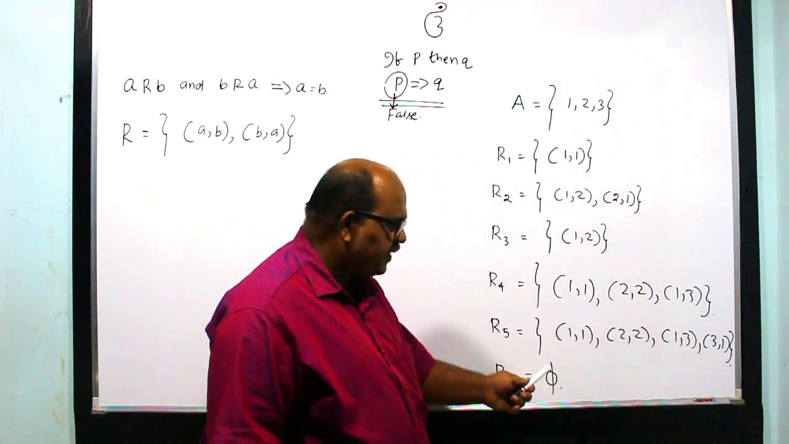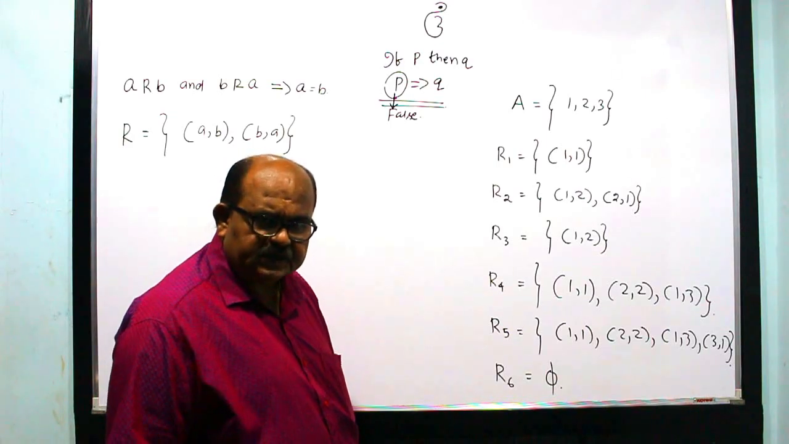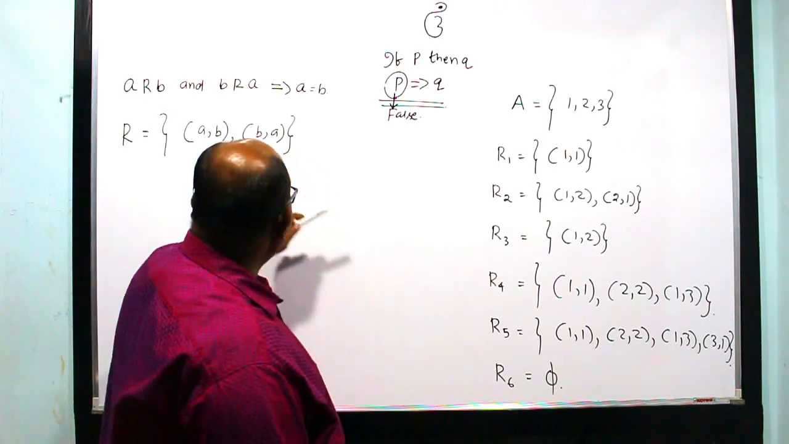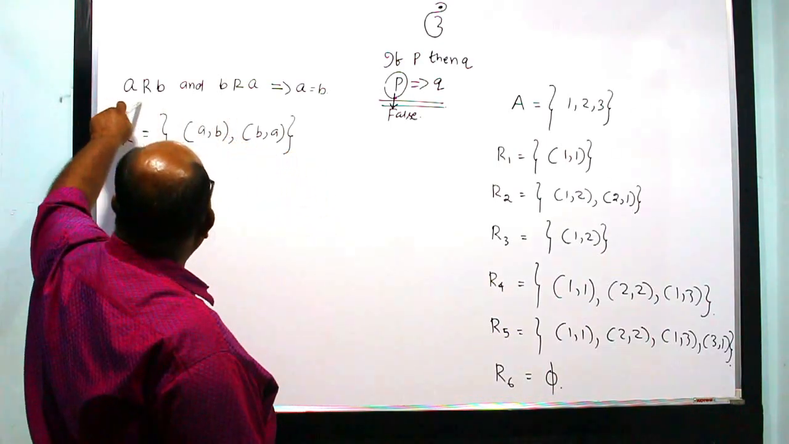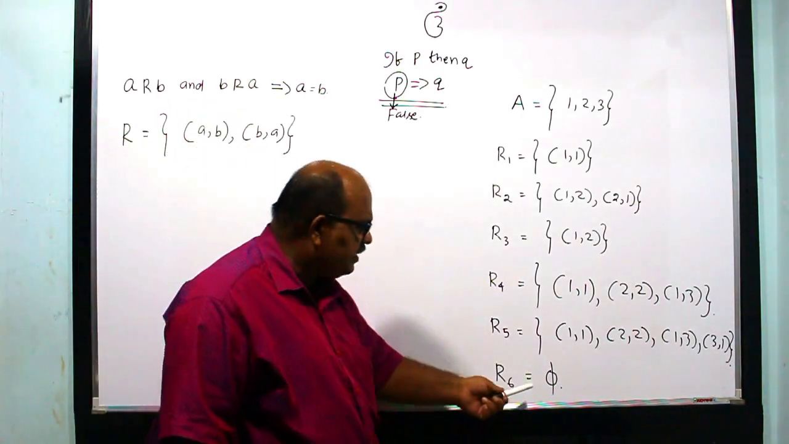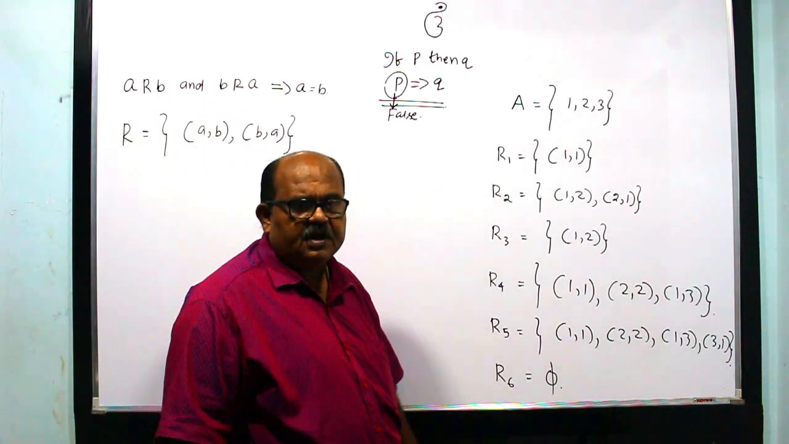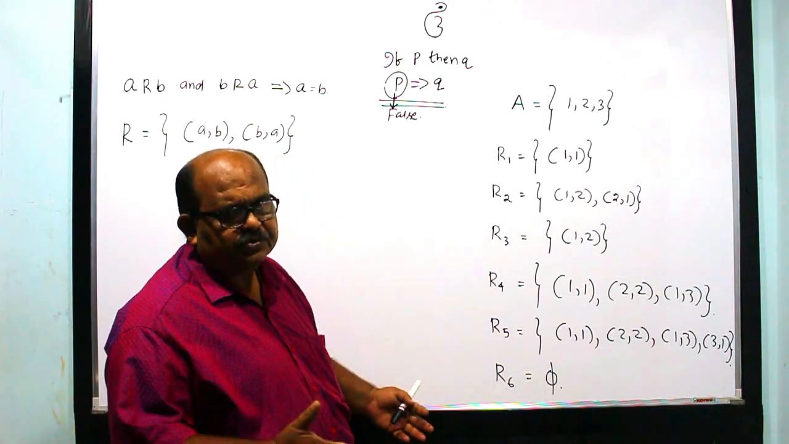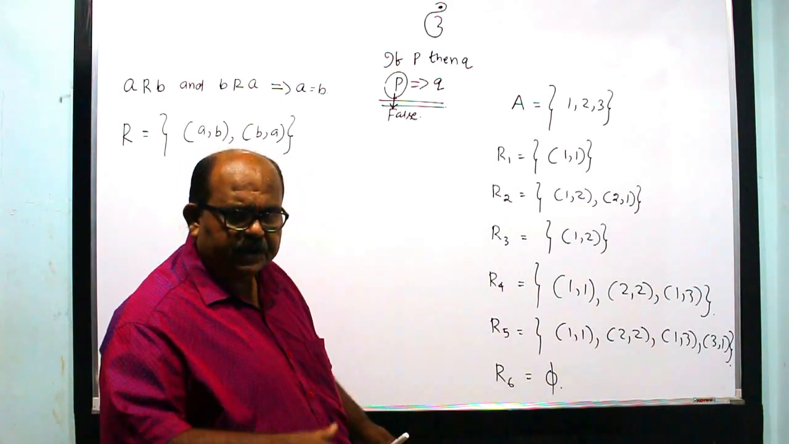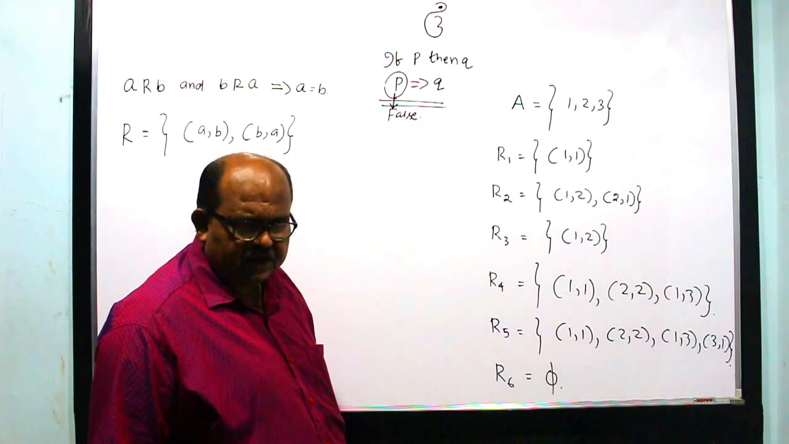Now R6 is the empty relation. Will this be antisymmetric or not? Yes, because this part is false. A related to B and B related to A is absent. If A related to B and B related to A is absent, then we should not search for A is equal to B. We take it as an antisymmetric relation.